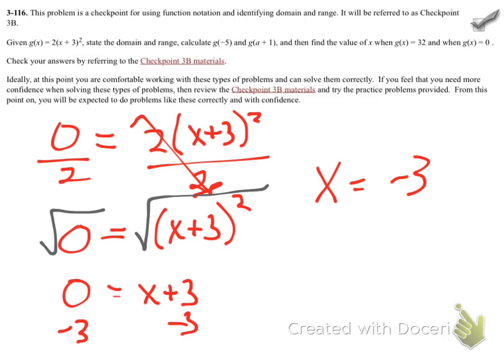You could see that answer actually when we graphed it in the very beginning as well. When the y value was 0, the x value was negative 3. And there's the problem.